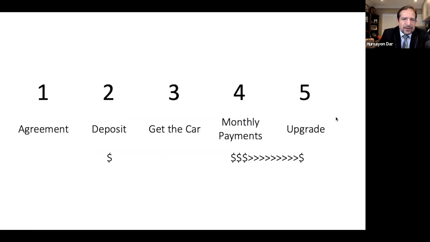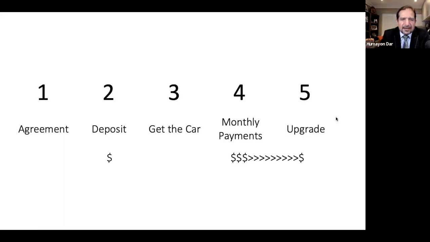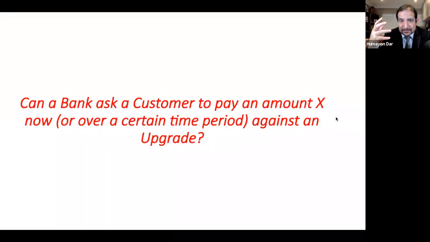So in case of Lexus, what happens? I enter into an agreement, this is a sale and purchase agreement along with a finance agreement. So I enter into an agreement with Lexus. Number two, I pay a deposit and I get the car. So I start driving the car straight away and I start paying monthly payments for a certain time period, say 3 years or 4 years or 5 years. When that period ends, I get an upgrade. I get a new car, a new model of the car. So this is what Lexus would allow you. Lexus is a trader, manufacturer, whatever we would like to call them.